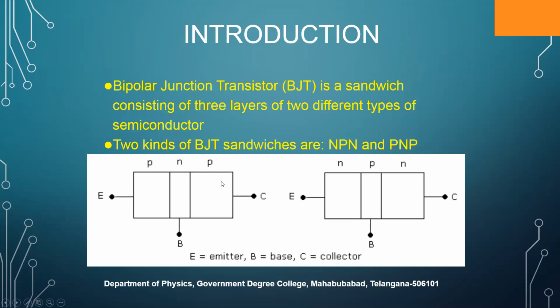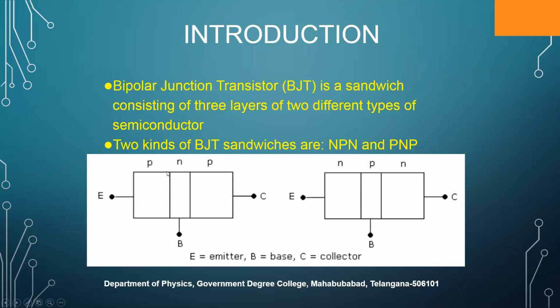Among these three, the base is of very narrow width, and the collector and emitter almost have the same width, but compared to the collector, the emitter has a slightly higher width. So this is a PNP transistor. That means we take a p-type semiconductor and sandwich an n-type semiconductor in between. By using this arrangement, we get two junctions. One is here, this is emitter, this is base.